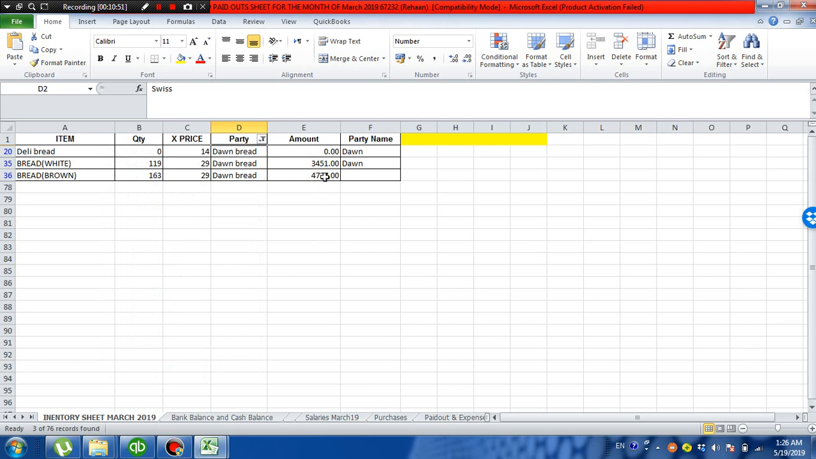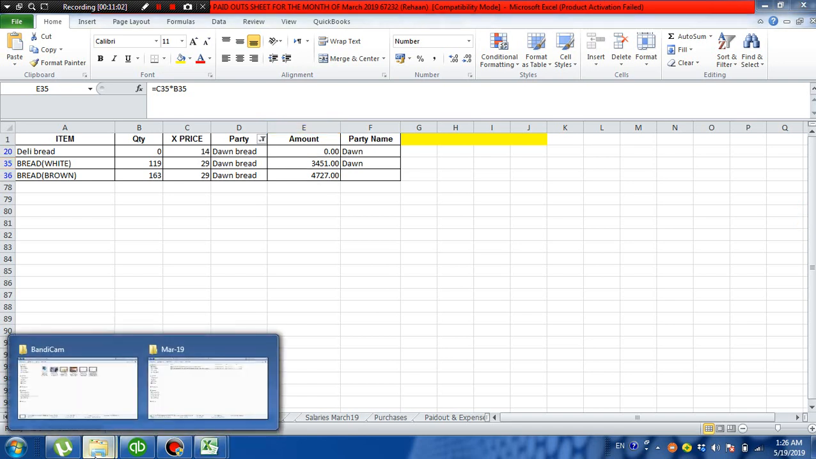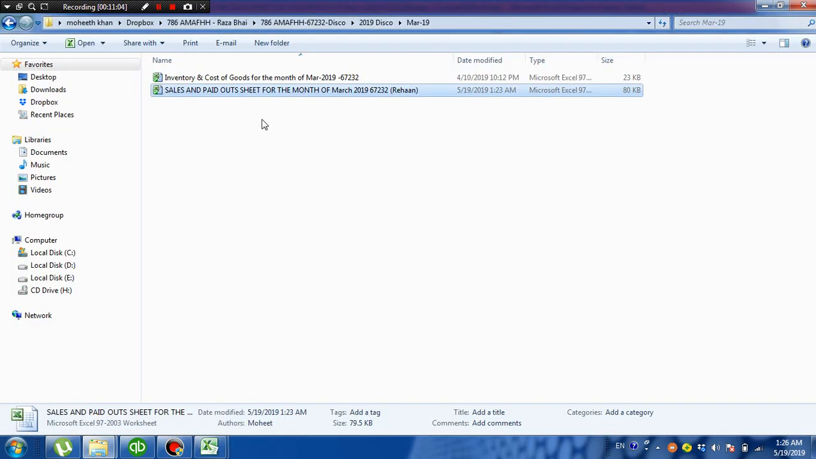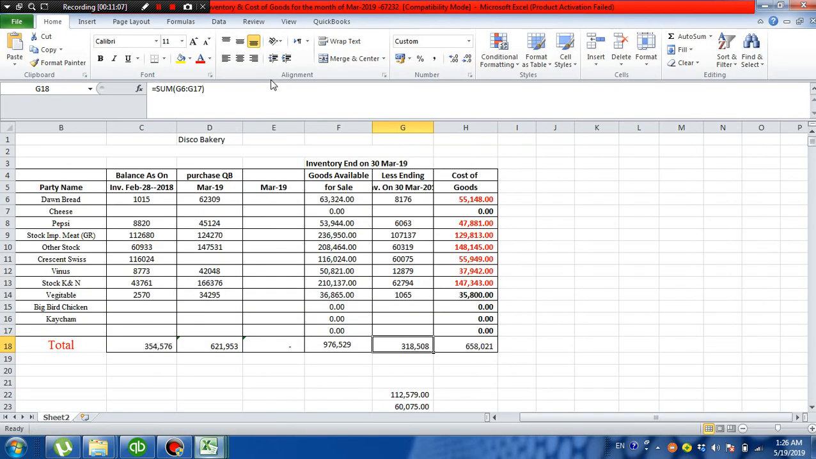Now when you select from here, for example, naan bread, you will find out that we have only these two bread items in hand. This is the inventory that we got in hand. So when we make our cost, for example, to find out the cost of bread, here is another sheet for the cost.